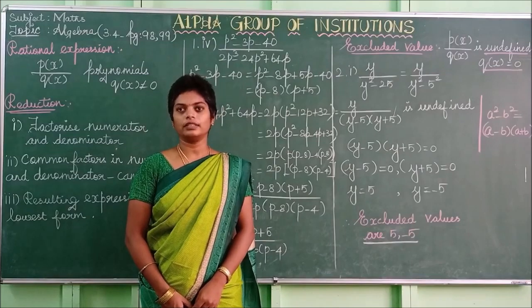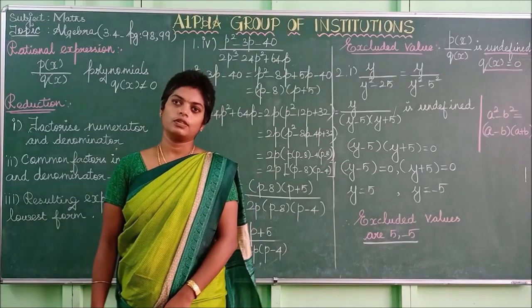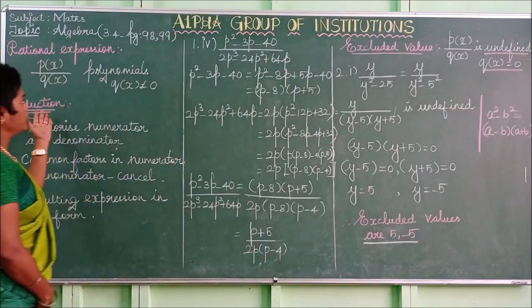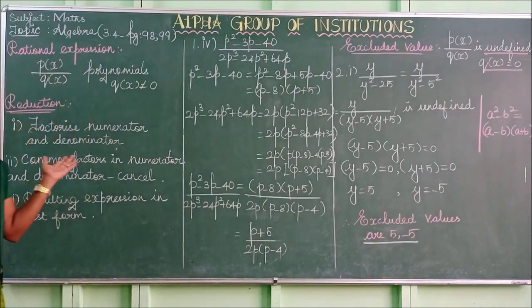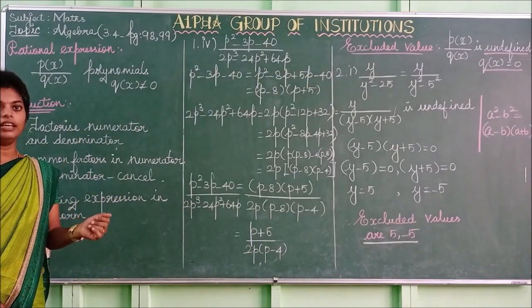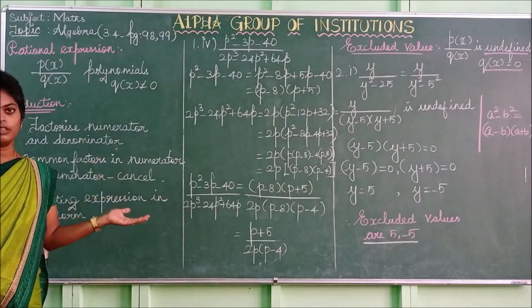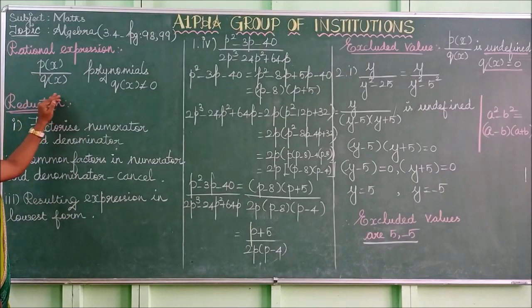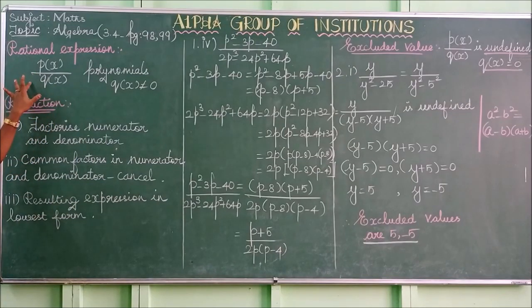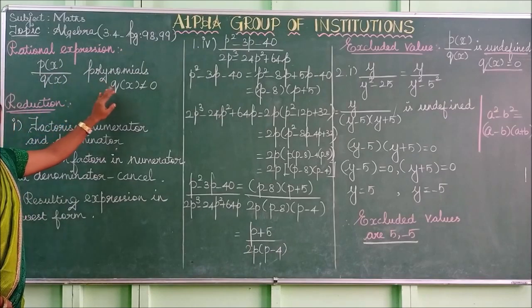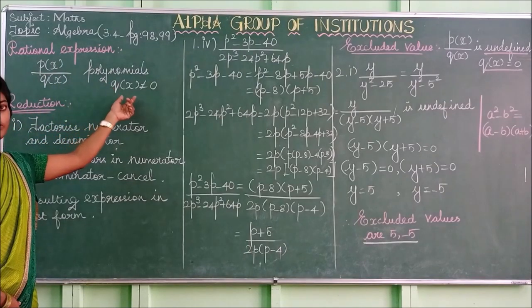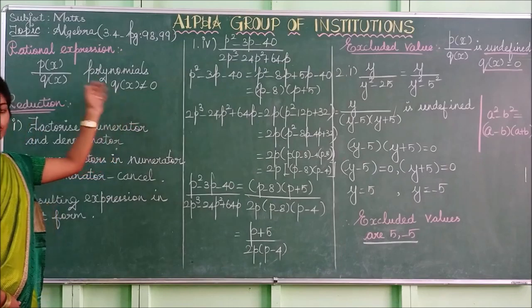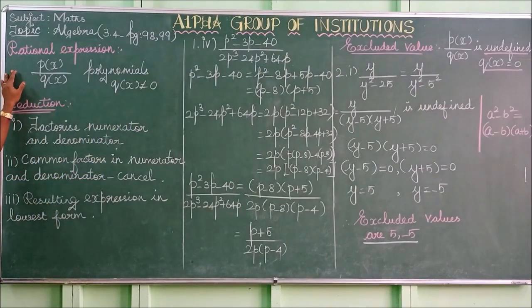So what is the topic? Rational expression. So listen here. A rational expression is an expression that is written in the form P of x divided by Q of x, where P of x and Q of x are polynomials. The denominator Q of x, which is not equal to 0, is defined to be a rational expression. So a rational expression is the ratio of two polynomials.